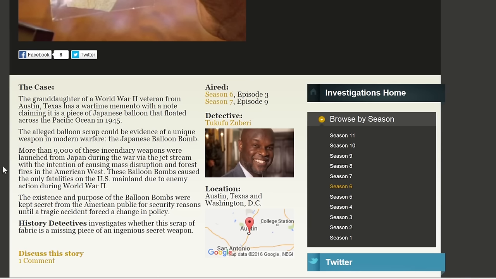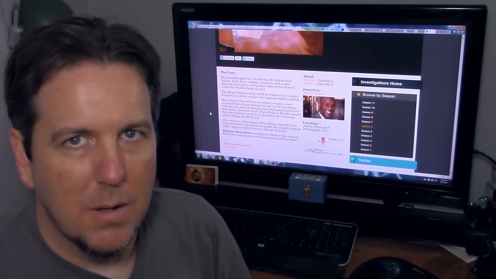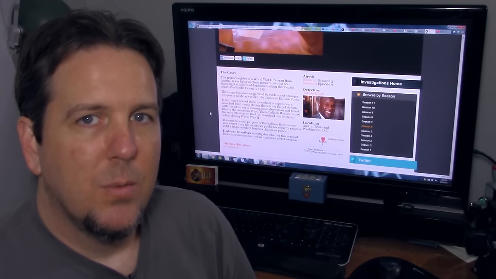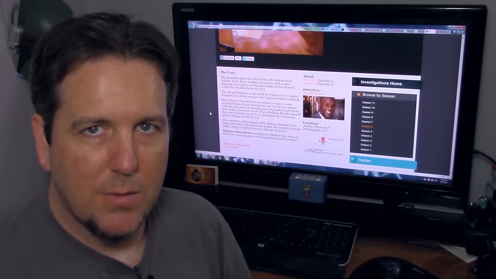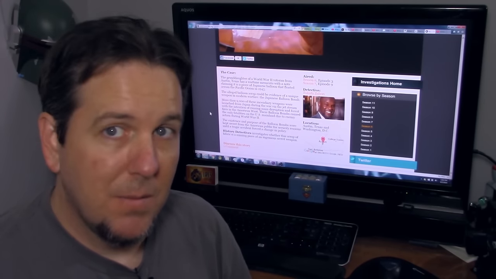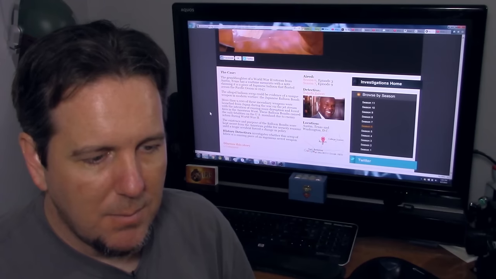If I remember right, that was in the Oregon area. I think there were a few people that were killed by one of these bombs. The existence and purpose of the balloon bombs were kept secret from the American public for security reasons until a tragic accident forced a change in policy. So we know that this was kept from the public. That would definitely kind of coincide with everyone being so tight-lipped around this event, if that was this event.